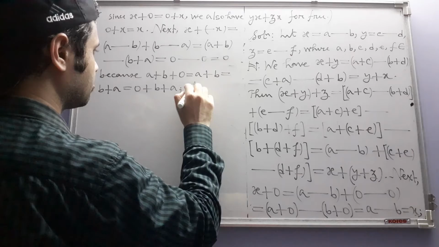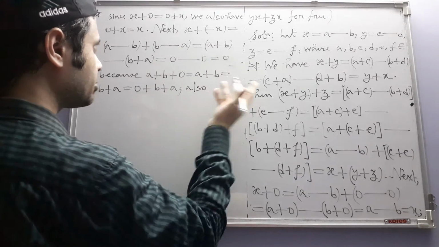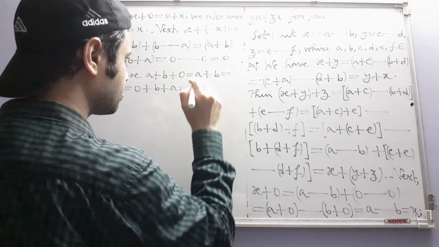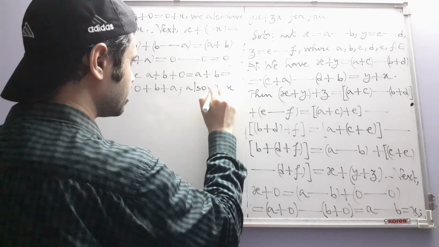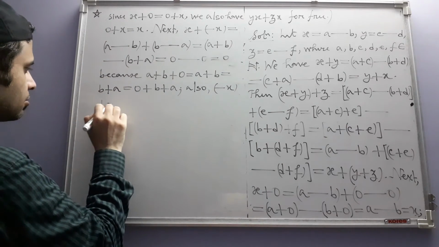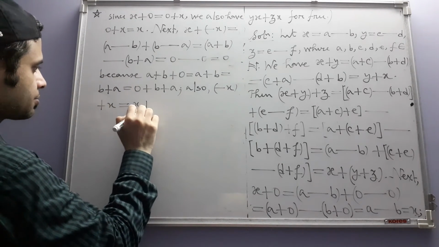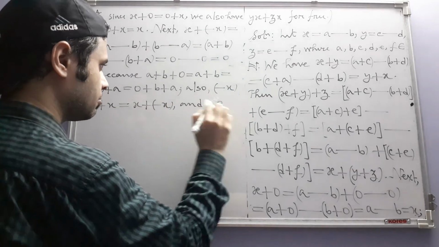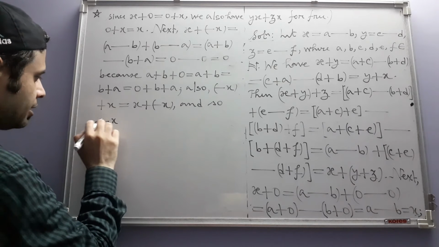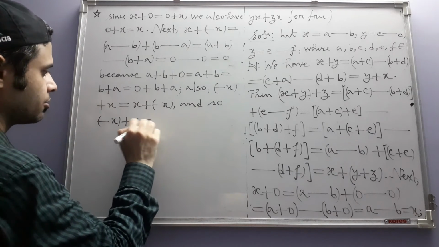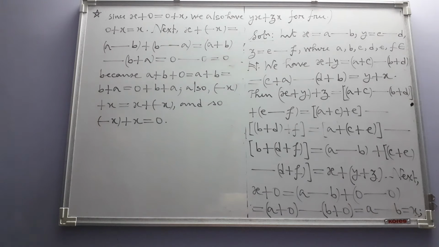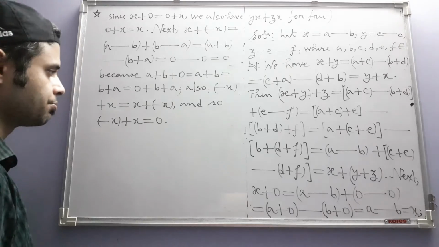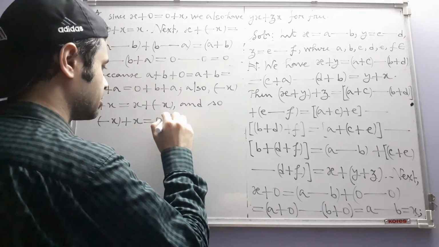So that means x plus minus x is equal to 0. Also, minus x plus x is equal to x plus minus x, and so minus x plus x is also equal to 0. Okay, so for addition we have already proved the properties. Now we come to multiplication.